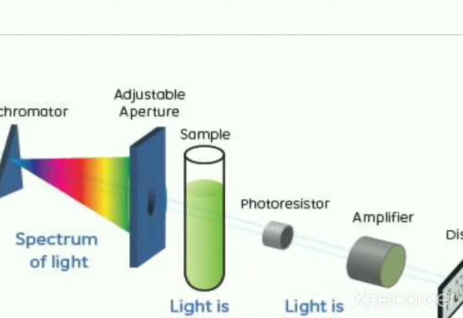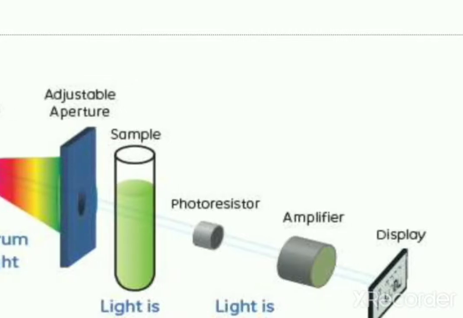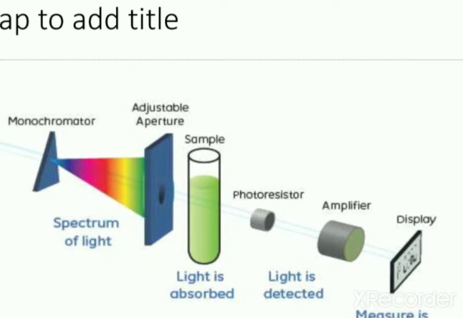Then there is a photoresistor. As I told you, it consists of two main parts, a spectrometer and a photometer. What is the role of this photodetector? It is used to detect the light. Then an amplifier, which gives more accurate information about the sample. And last, you can see the display. On that display you can see how much light is absorbed by that chemical sample.